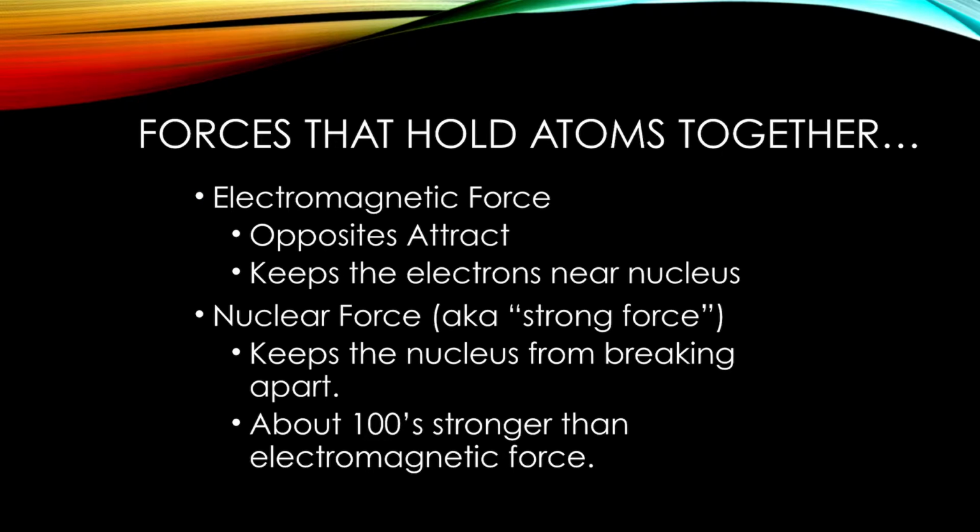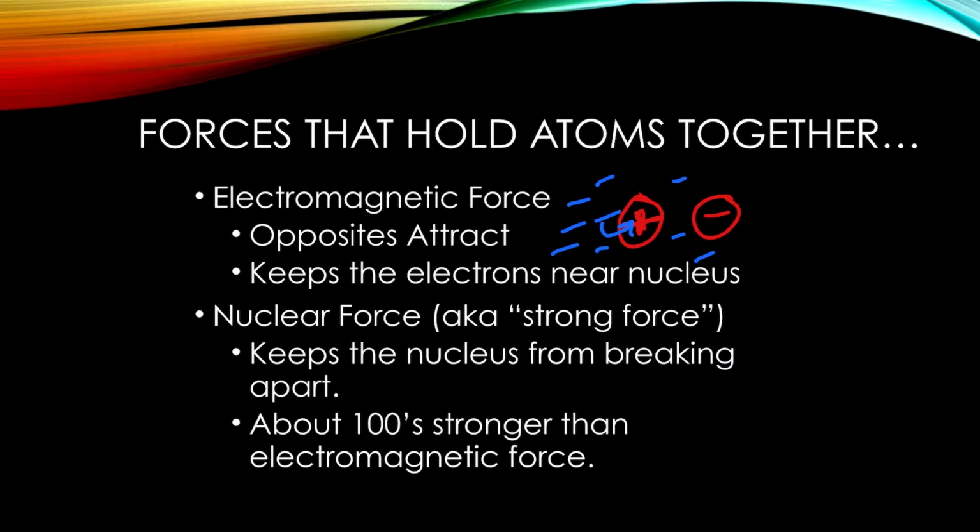It's this idea that opposites attract. There's a positive and a negative side of a magnet, and they will attract each other. This is what keeps the electrons near the nucleus. If the nucleus is positively charged, our electrons that are floating around the outside of the nucleus are all negatively charged. They're not going to fall away because the negative electrons will be attracted to the positive nucleus.